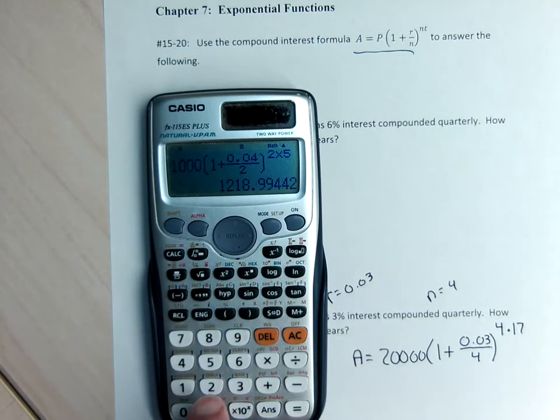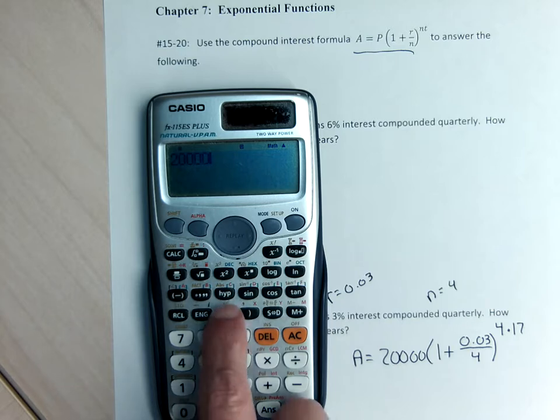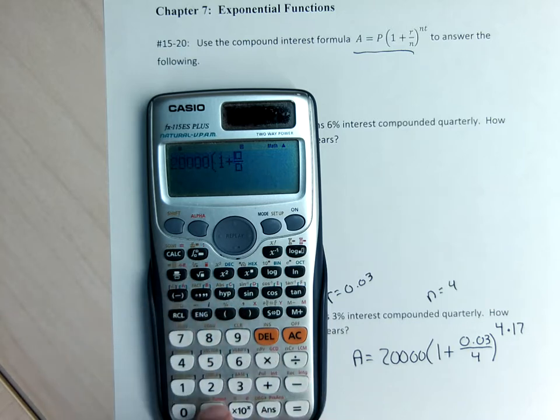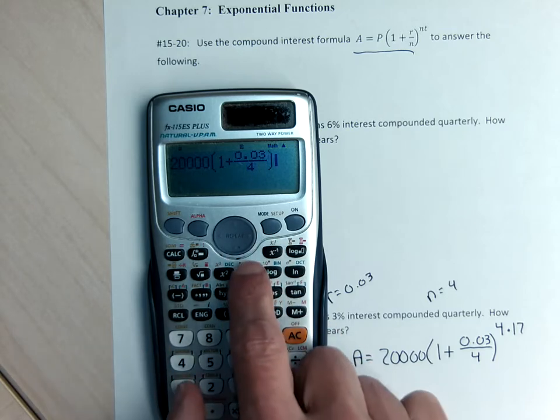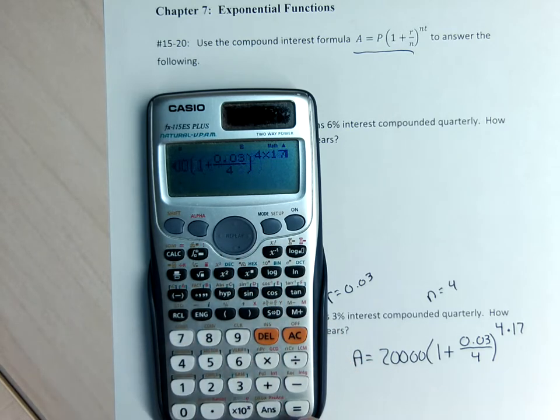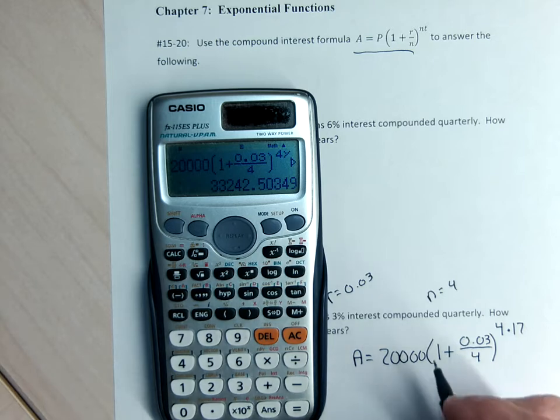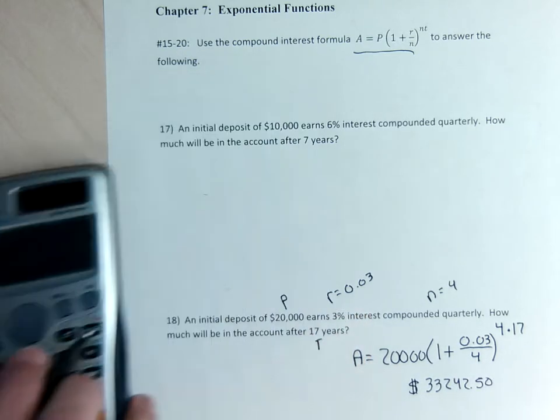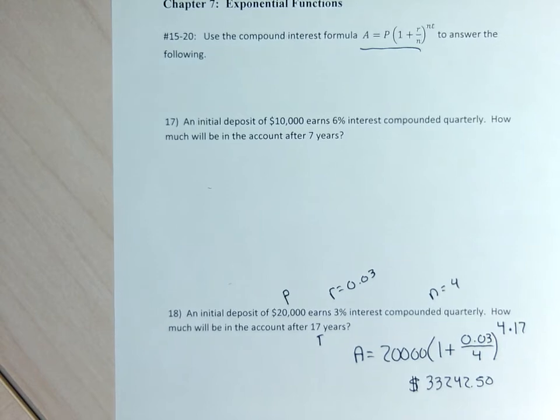I'm going to round to the nearest dollar, so I'm going to go $20,000 times 1 plus fraction 0.03 over 4 to the 4 times 17 power. And that's just going to round perfectly to $33,242.50. Should pause the video and do 17.